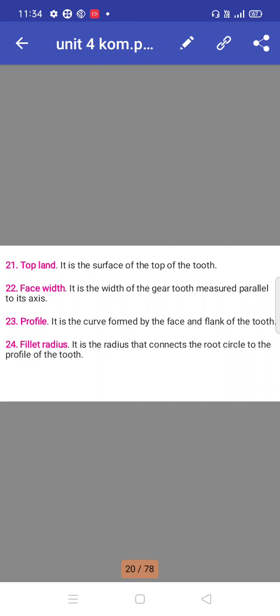Face width. It is the width of the gear tooth measured parallel to its axis. Profile. It is the curve formed by face and the flank of the tooth. Then fillet radius. It is the radius that connects the root circle to the profile of the tooth.